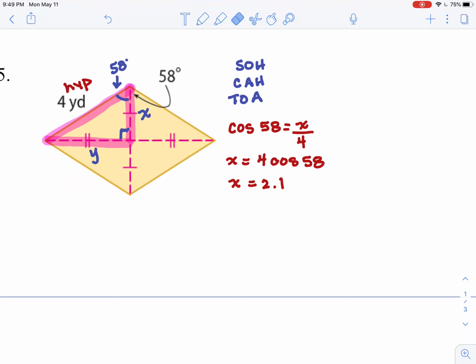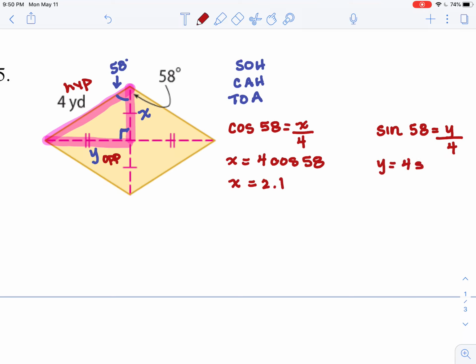Okay, then let's solve for Y. To find the side that I labeled Y, I'm still imagining sitting at the 58-degree angle. Y is now the opposite side. 4 is still the hypotenuse, so opposite and hypotenuse go with sine. So the sine of 58 degrees equals opposite, which is Y, over the hypotenuse, 4.